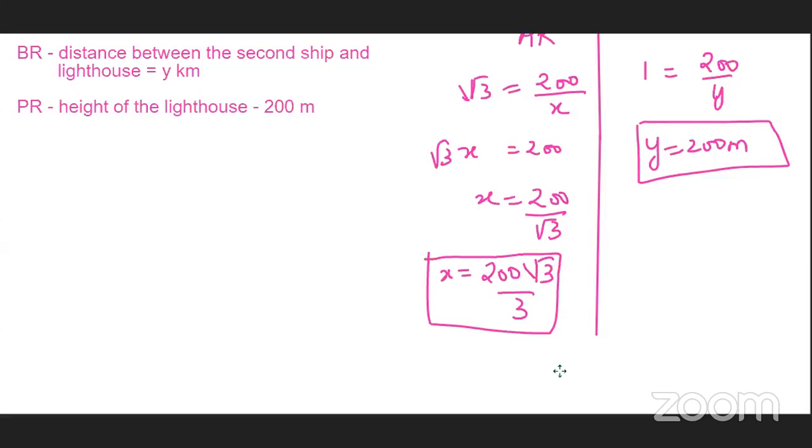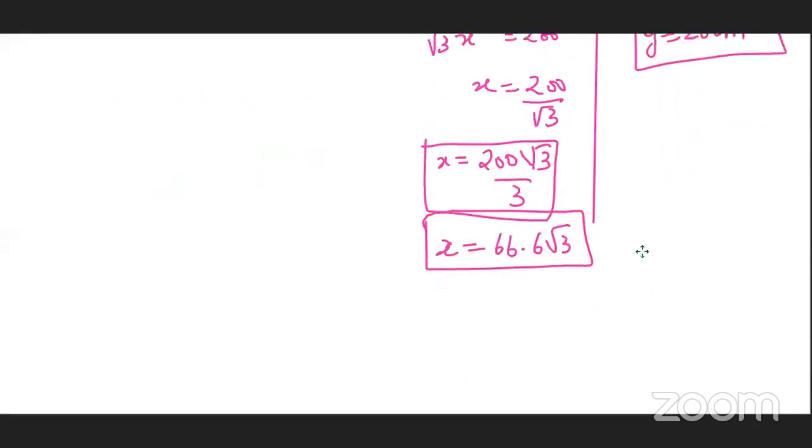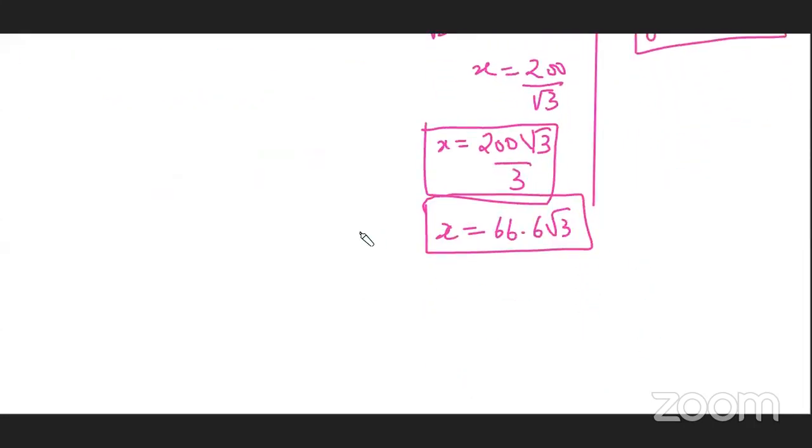Now to find the distance between the two ships, I need to add X and Y, correct? Can I divide 200 by 3? If you want to, you can change it to a decimal, and that will be 66.6 √3. You can do it that way, or you can keep it in fraction. I'm going to show both of them. X plus Y is the total distance between the two ships A and B. So X is 66.6 √3 plus 200. So that's all you'll be doing.